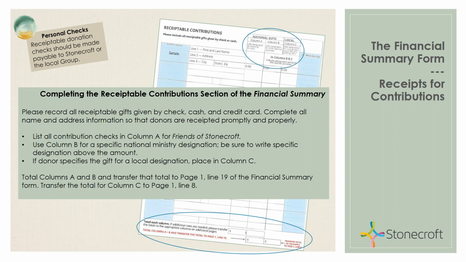If a donor specifies the gift for a local designation, place that in column C. Total columns A and B and transfer that total to page 1, line 19 of the financial summary form. Transfer the total for column C to page 1, line 8.